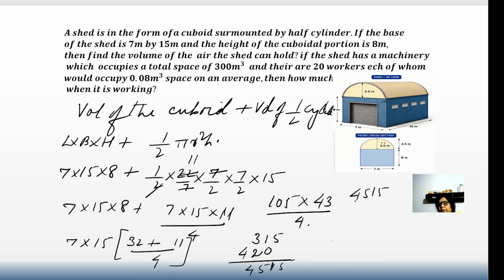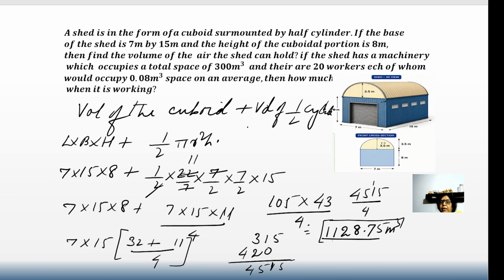4 5 1 5 divided by 4. That is equal to 1. Then 4 ones 4, carry over 1, that is 11. 4 2s 8, carry over 3, 35. 4 8s 32, carry over 3, 4 7s 28, and 4 5s 20. So this much cubic meters of air is present inside this shed.